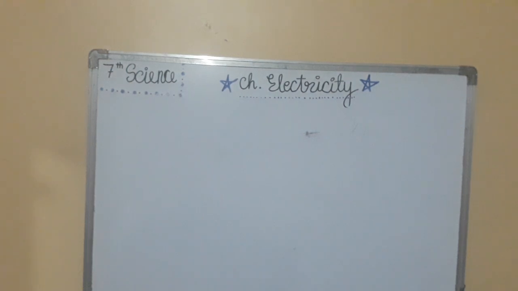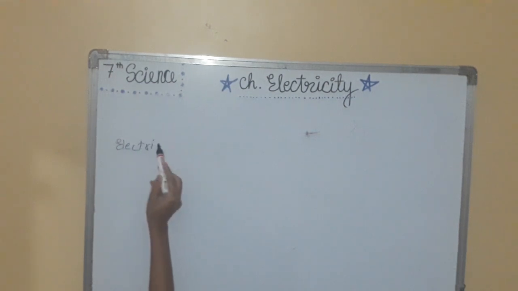Today we will learn about electric fuses and electric cells, an introduction of them. In the first video we learned about switches, electric components and their symbols. The first video was part 3 of the chapter Electricity, class 7th, and this video is part 4. So first we will learn about electric fuses.